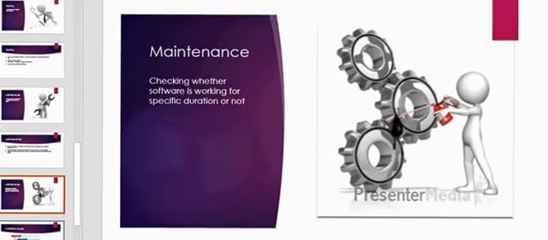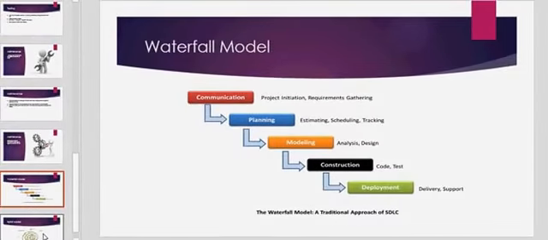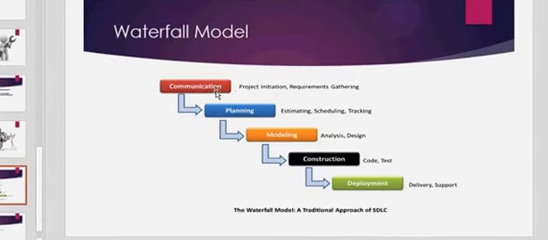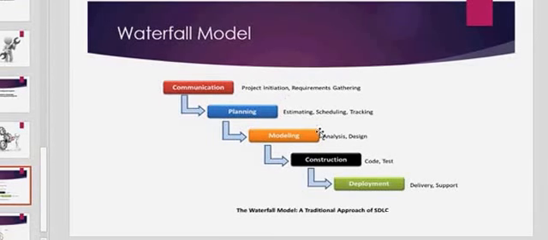This is the basic model we have learned. The first model which was released in the market in the form of SDLC is the waterfall model. The levels involved in the waterfall model are communication, that is requirement gathering, planning, which is your designing, modeling, construction, and deployment. That is the complete five phases we have learned here. This is how the waterfall model flows.